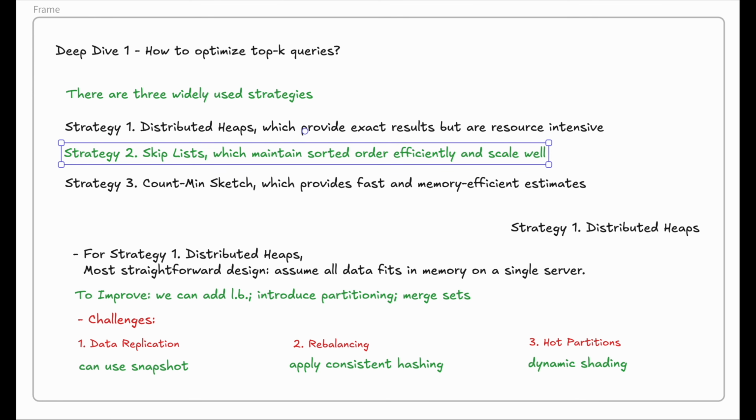Leaderboards are often implemented using skip lists because they naturally support the core operations required by such systems. A leaderboard needs to maintain a sorted list of players by score, allow fast updates when scores change, and efficiently retrieve the top K entries or players within a given rank range. Skip lists excel at these tasks.